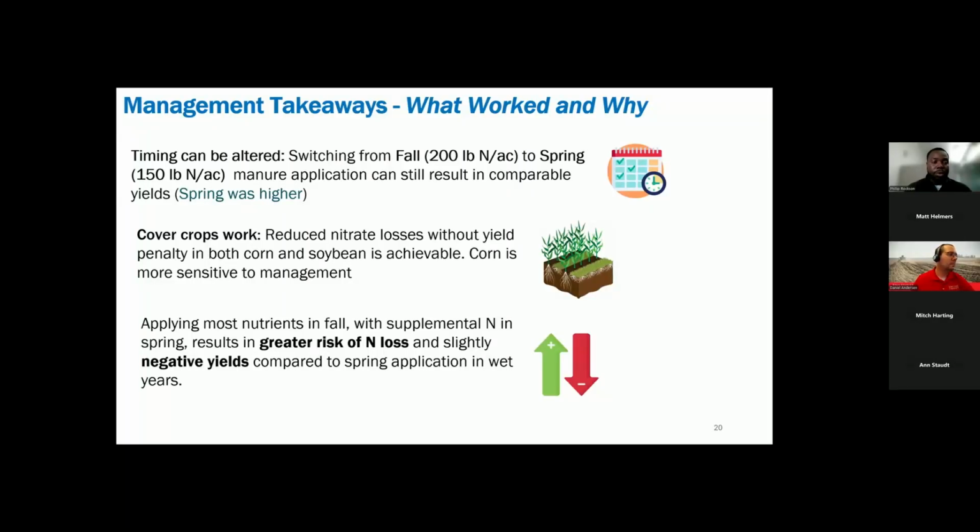Then the final takeaway was when we look at the split manure application, there was a greater risk of N loss from those treatments. So 100 pounds of nitrogen was done during the fall, and we had 50 during the spring. But this did not result in substantial increase in yields compared to just doing the spring manure application. And the nitrates coming out of these plots were higher than the spring applied manure.